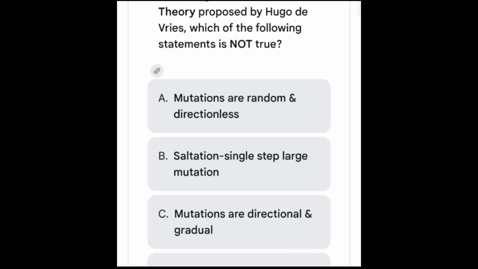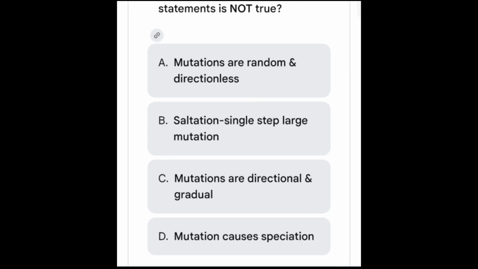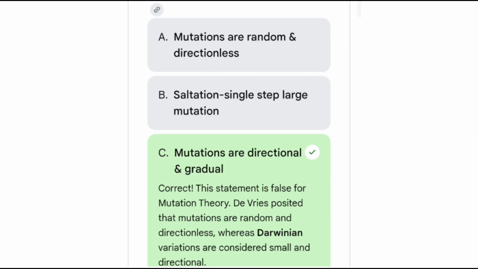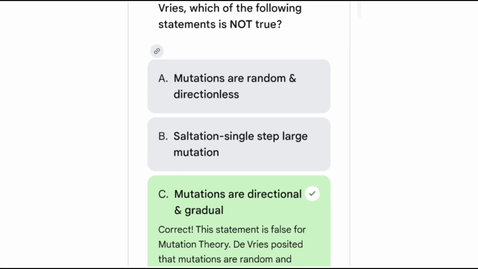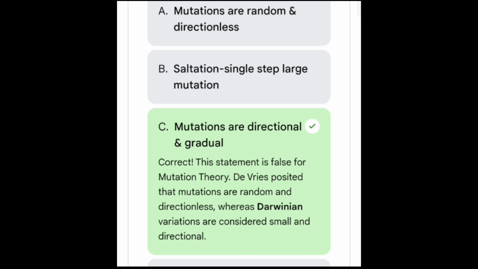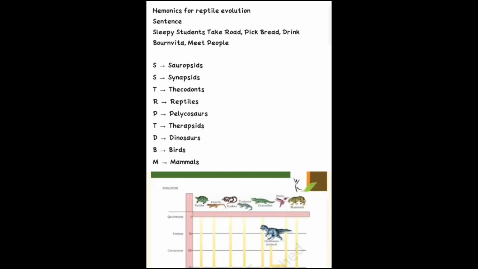Because of that we can see it is not directional. Mutation causes speciation, yes, it is true. So the correct statement for this is mutation is random and directionless, not gradual. That's why we have to select which is not true. So here De Vries proposed that mutations are random and directionless, whereas Darwin's variations are considered small and directional.